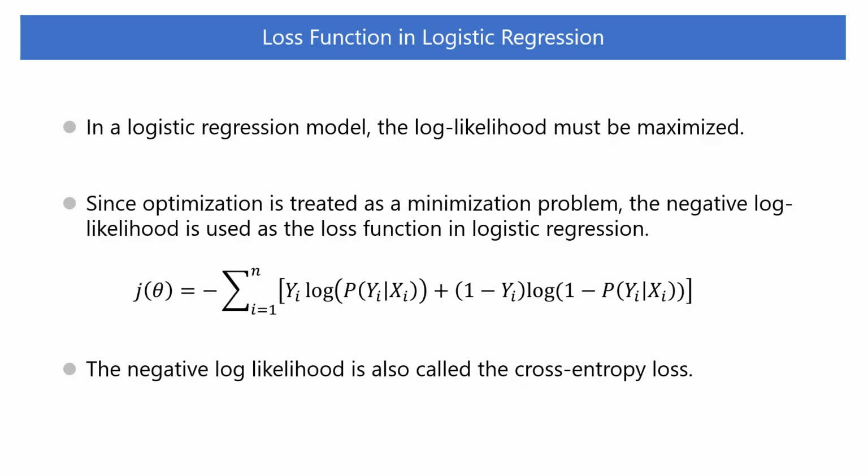In a logistic regression model, the log likelihood must be maximized to find the optimal values of the parameters. However, since optimization is generally treated as a minimization problem, the negative log likelihood is used as the loss function in logistic regression. Thus, maximizing the log likelihood and minimizing the loss function pursue the same goal. The negative log likelihood is also called the cross-entropy loss in the context of machine learning, especially in classification problems.